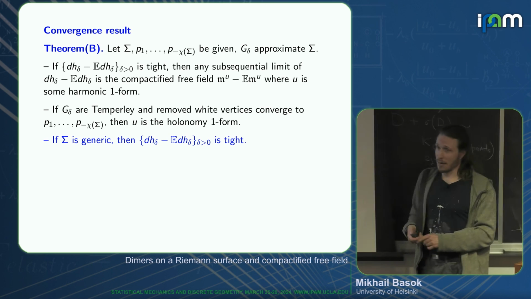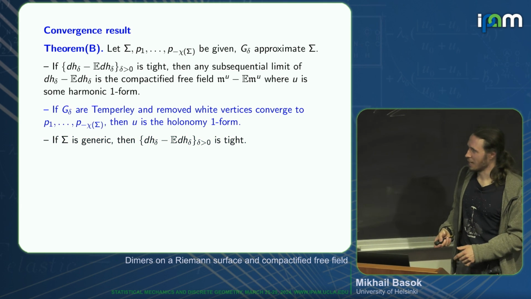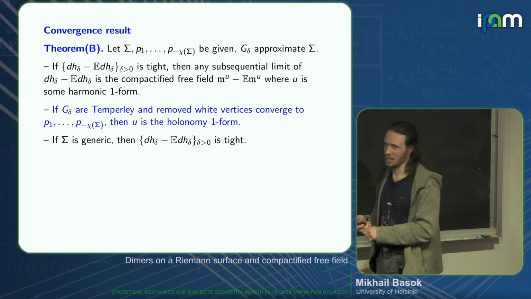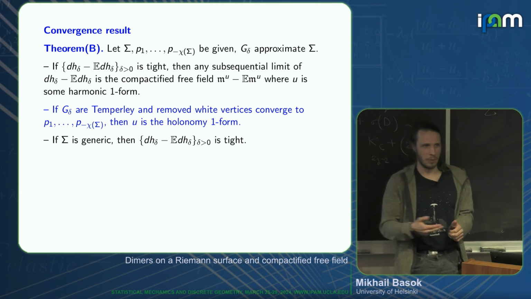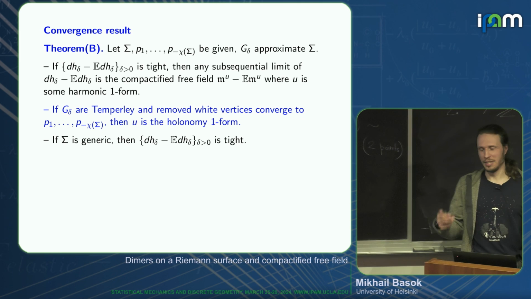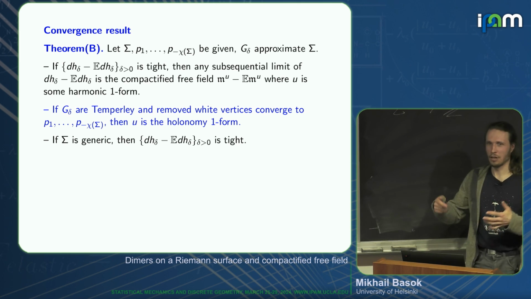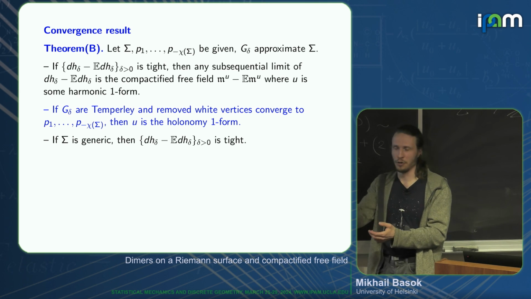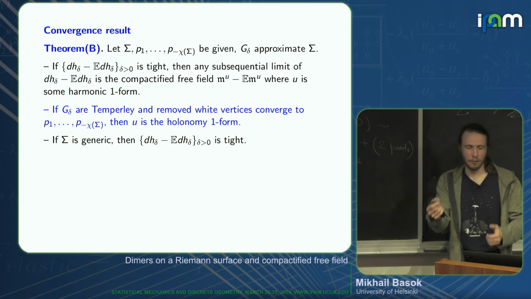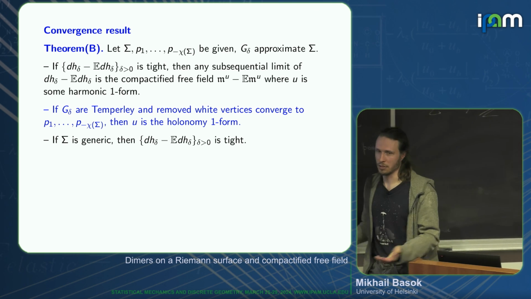I want to emphasize a certain thing. It seems like in the case of Temperleyan graphs, the limit depends on the metric. Actually, it doesn't depend. It can't depend on the metric. It should be conformally invariant. But the thing is that we chose a metric in a special way. We chose it in accordance with these marked points. It actually depends on how we removed white vertices. Although we deformed the graph only locally, it affects the answer. This should be taken into account.